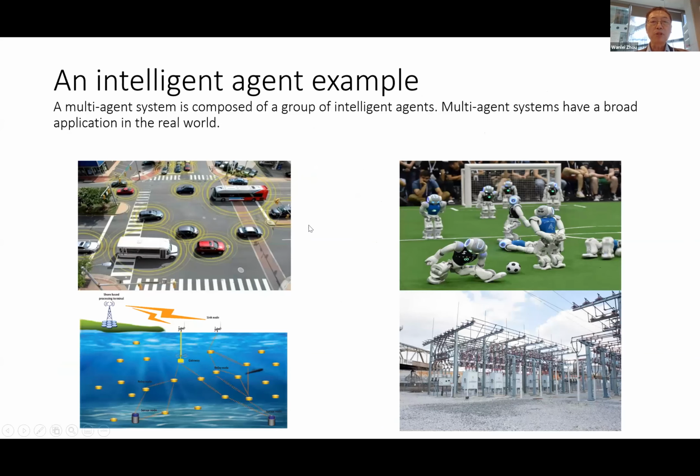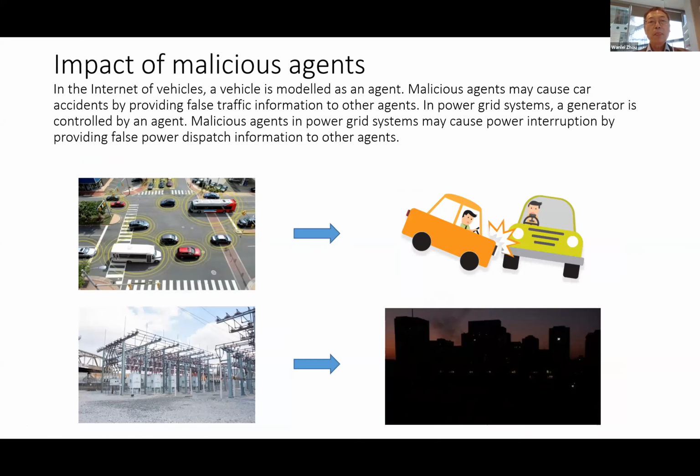There are many examples, like autonomous driving vehicles, playing soccer, sensor networks, grids, and many different applications of intelligent agents. Of course, if some agents are acting maliciously, or the agents are captured by your enemy and doing malicious things, then there's a lot of impact, right? You can have collisions of cars, you can have blackouts of the cities. So it's quite a serious issue.